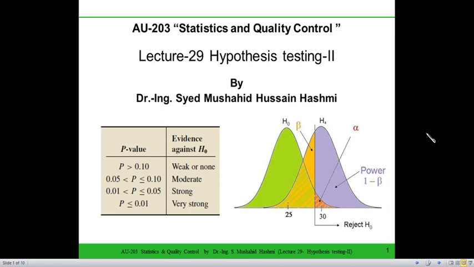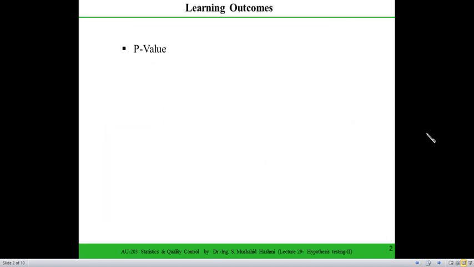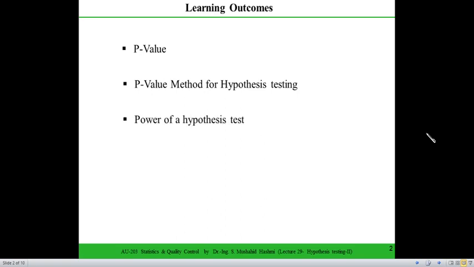So the p-value method takes care of that: how strong the evidence is against H0, when H0 is false, can be worked out using a method called the p-value method. So we will talk about what the p-value is, and we will perform hypothesis testing using the p-value method, using the same example we have done for the critical value or rejection region method. And then we will introduce a new term called the power of a hypothesis test, which is related to the errors involved in hypothesis testing.